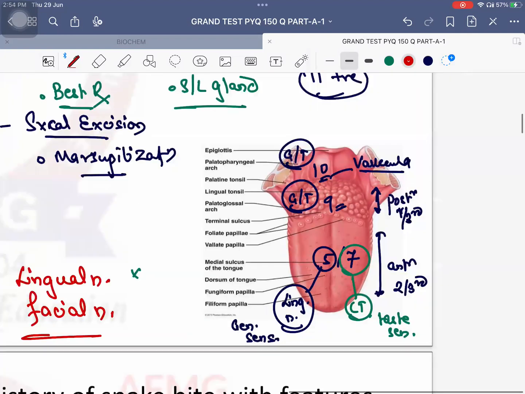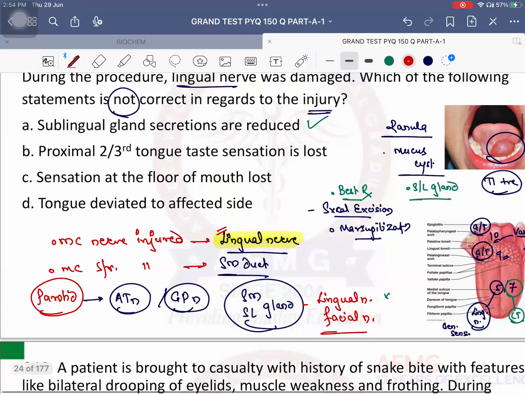Going back to your question, proximal 2/3 tongue sensations will be lost. Is it true? Proximal 2/3 of the tongue taste sensation will be lost, it says, right children?